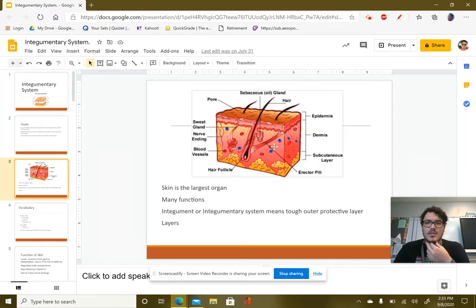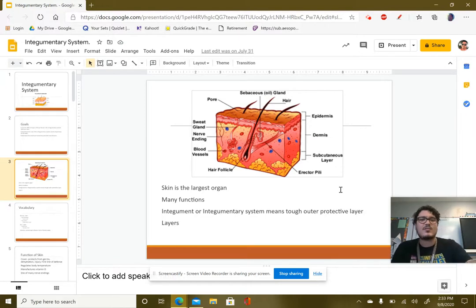All right, so here we see a basic structure of skin. We're going to learn all of these structures eventually, most of them at least. But let's talk about some basics. First off, skin is the largest organ by far. It covers you from head to toe, so you got a lot of it. It has many different functions. That is stuff that we'll talk about in this video.